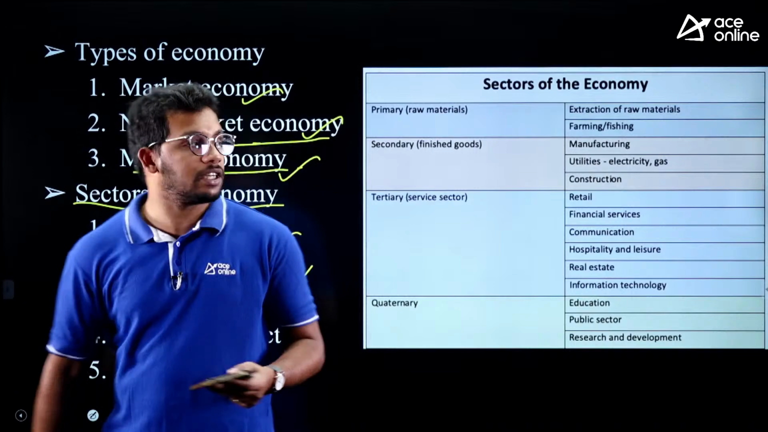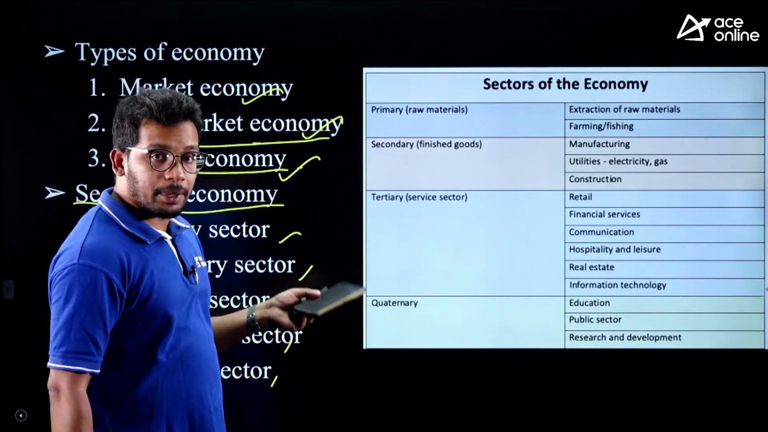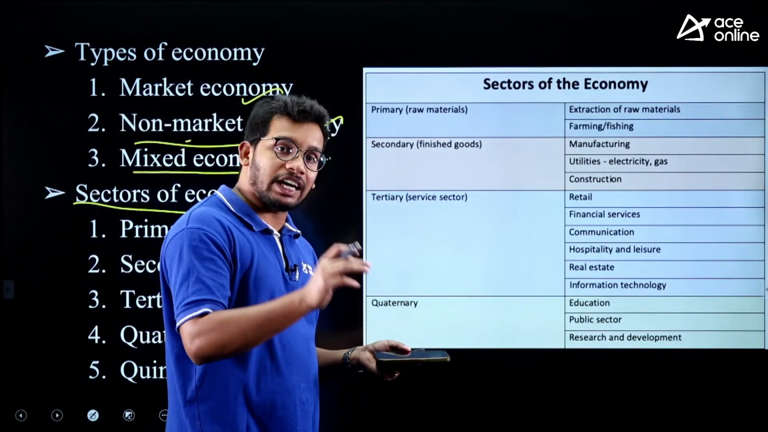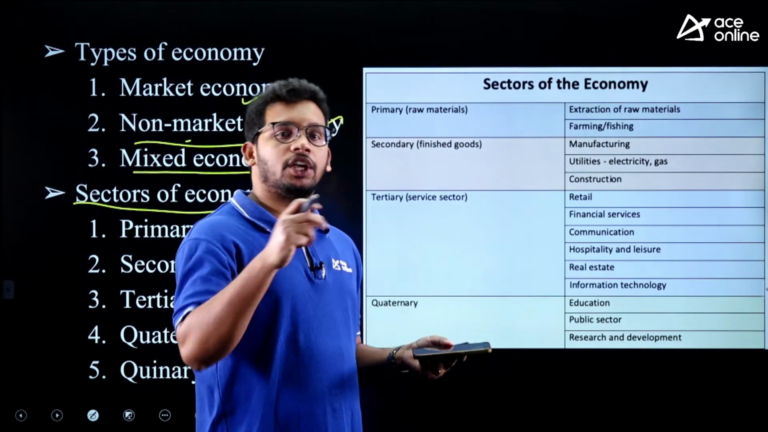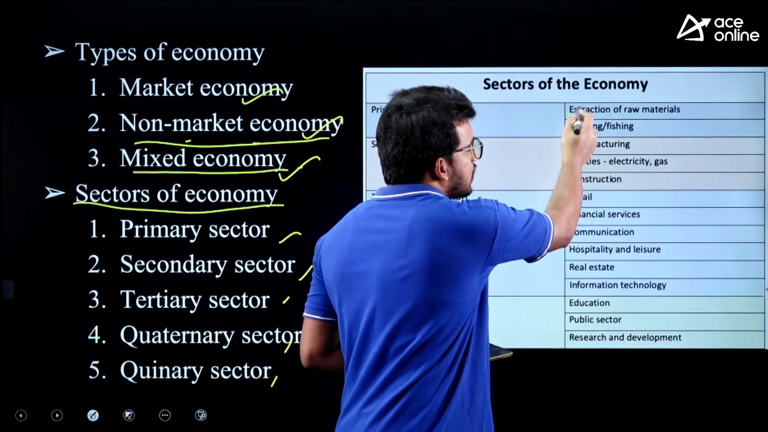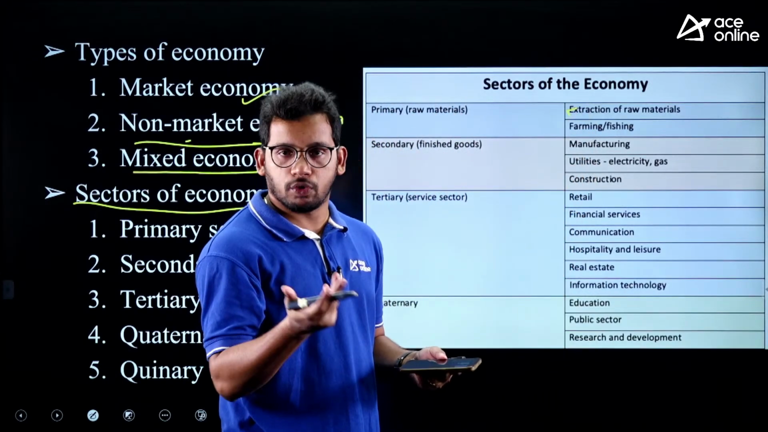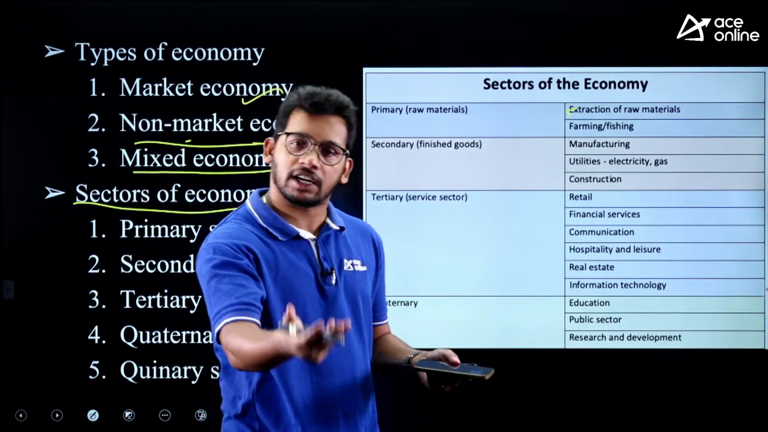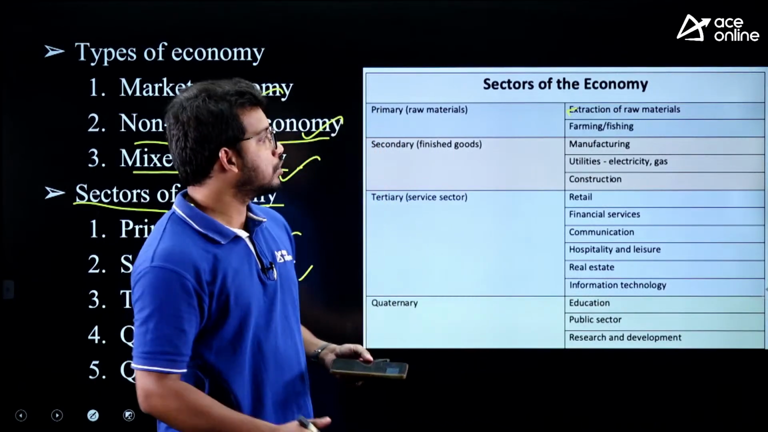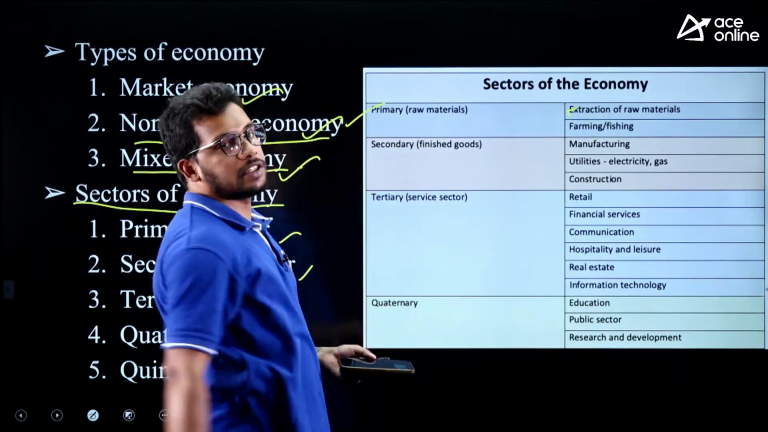So in these sectors, if you observe, the primary sector includes the direct goods collected from the earth's resources. Whatever the earth directly gives, like mining, is given by the earth itself, there is no processing. Farming, agriculture, fisheries, all these things are directly collected from the earth, right? So those are called the primary sector.